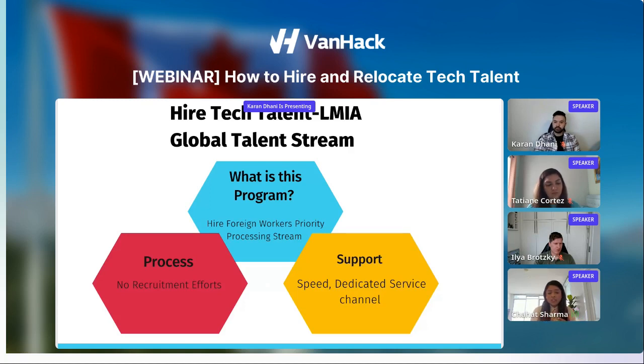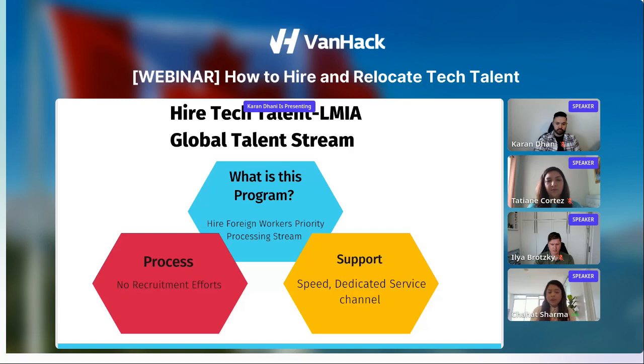The major question I get asked, some of you might have been through the process already, some of you have heard that the process takes a lot of time. How the Global Talent Stream is different is that there are no recruitment efforts. For the regular LMI, you have to go through the 4-week recruitment process, whereas for the Global Talent Stream, there's no recruitment effort. So it's fairly quick that way. But how does the priority processing work? There's a dedicated service channel from Service Canada that works on the Global Talent Stream to make sure the process goes really fast. That's how the Global Talent Stream is different from the regular LMI process.